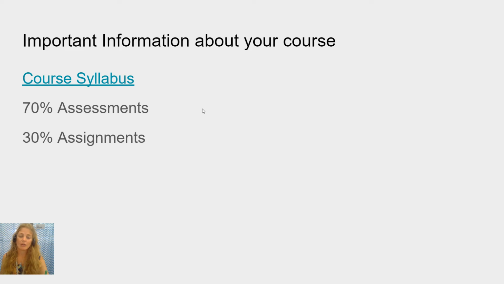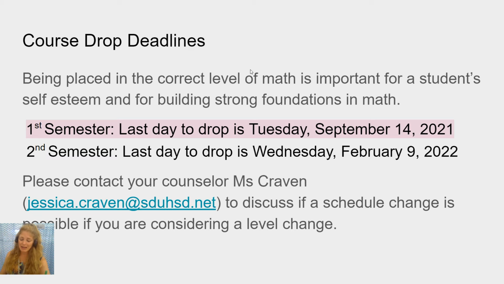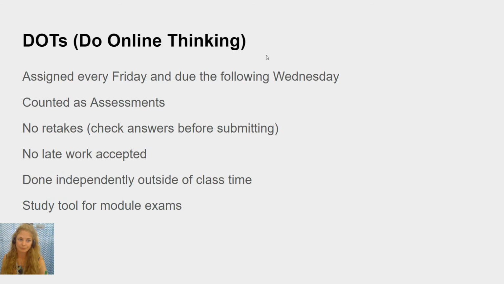Other important information: you've already read my course syllabus, which has a lot of information, 70% assessments and 30% assignments for this course. The drop deadline is important because it is really important that students are in the correct level of math so that we can build a strong math foundation and students can feel success but also challenged. We do offer 3 levels of math at Earl Warren: the essentials, the college prep, and the honors. So if you or your student feel that maybe honors isn't the best pathway for you, the last day to drop this semester is Tuesday, September 14th, and please contact your counselor to discuss if a schedule change is possible because classes do fill up.